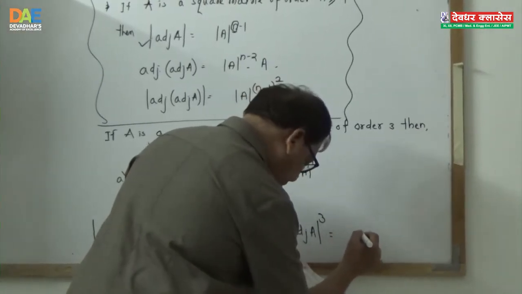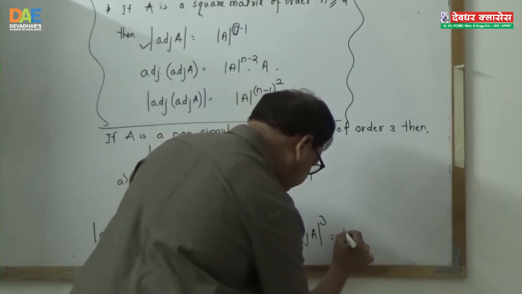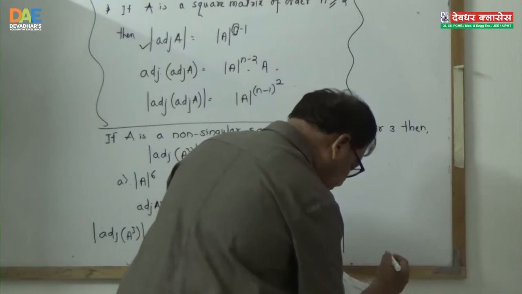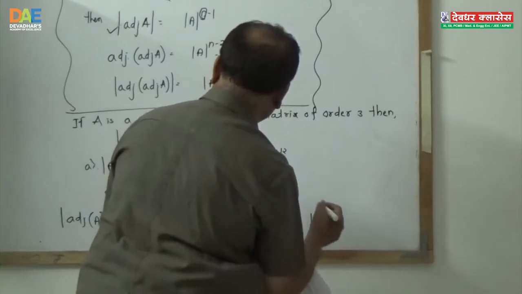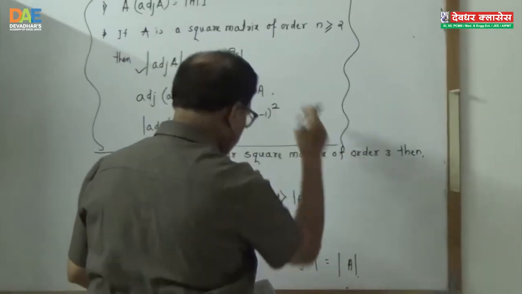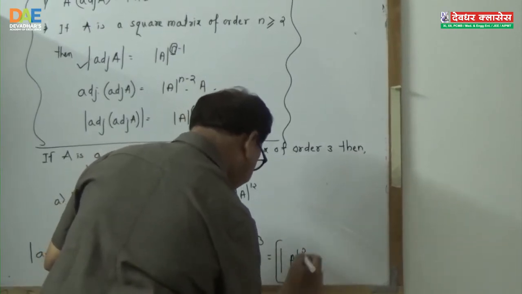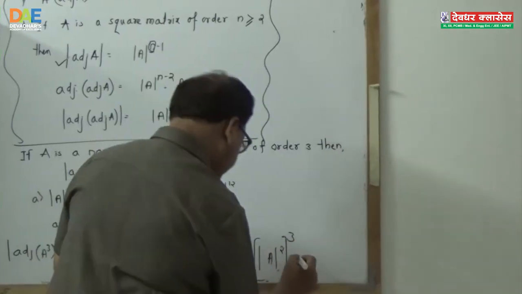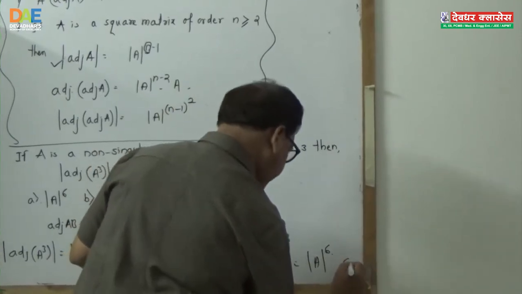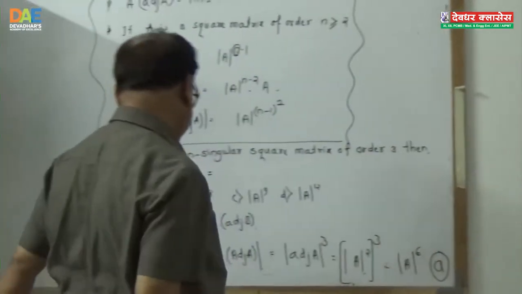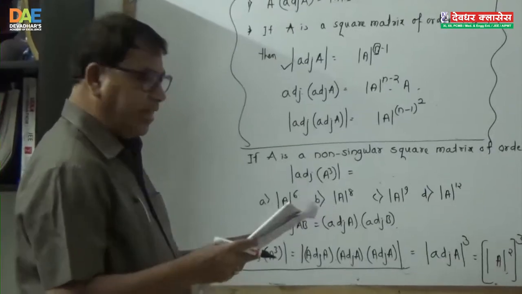That is determinant, so that is mod A raised to n minus 1, 3 minus 1, that is 2, and raised to 3 is equal to mod A raised to 6. A choice is your answer. Yes, careful about it. It's a very easy example actually.